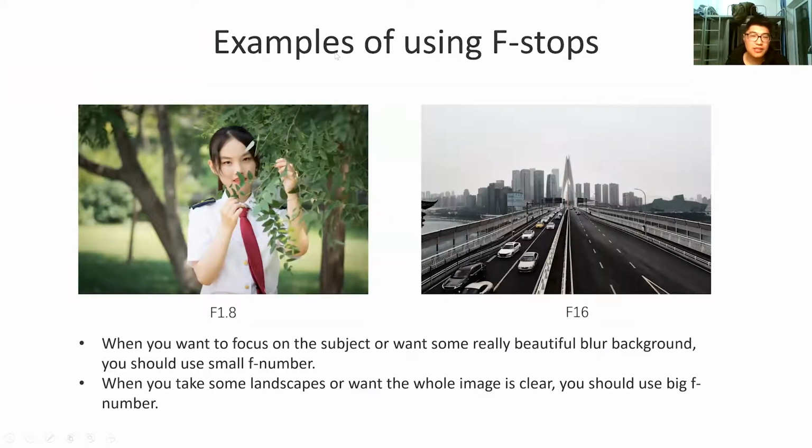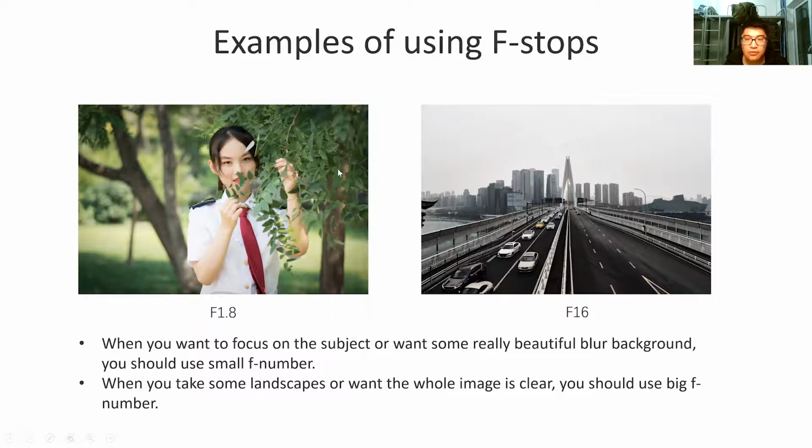I'm going to show you guys some examples of using f-stops. So the first image, when I took this picture, I used f1.8. f1.8 is a small number, but it means your aperture is a large opening. So you will get a shallower depth of field. But in this image, I used f16. f16 is much bigger than 1.8. So you will get more clarity in every part of your image. So this is deep depth of field.